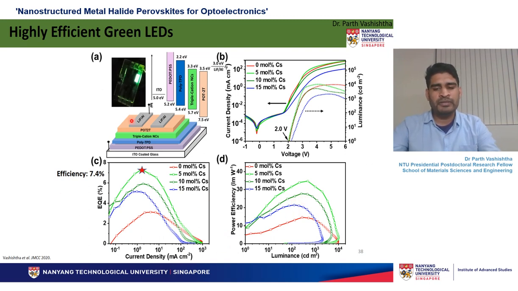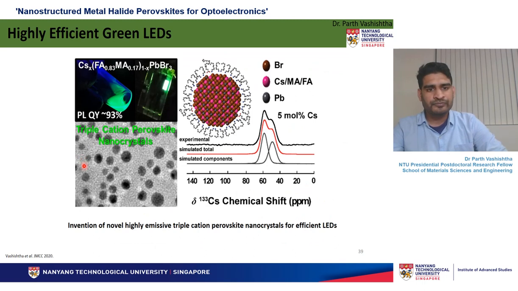So all of these properties made this triple cation material exciting, and that basically tells us the entire story of what's happening. Triple cation nanomaterials are highly emissive, and the 5% sample gives you the surface species and makes it a more reproducible and stable perovskite material. We recently published this work in JMCC. You're welcome to go back and check more details of it.